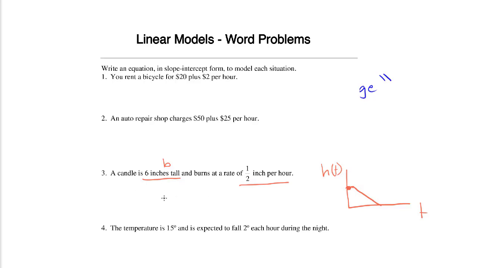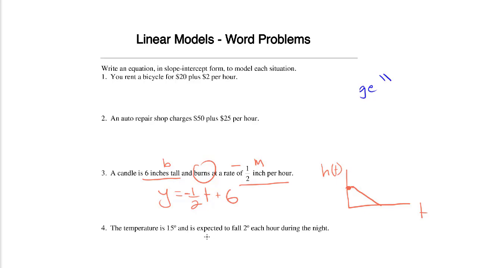So what's the equation here? Y equals, our m is negative 1/2 because it's burning per hour. So negative 1/2 t, if t is our time variable measured in hours, plus my y-intercept of b, which is 6. The equation here is y equals minus 1/2 t plus 6.